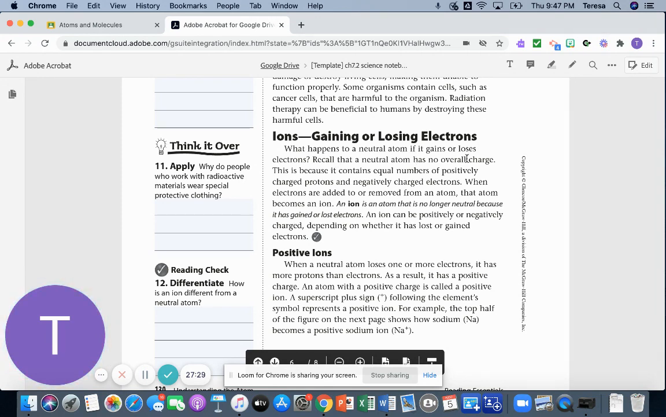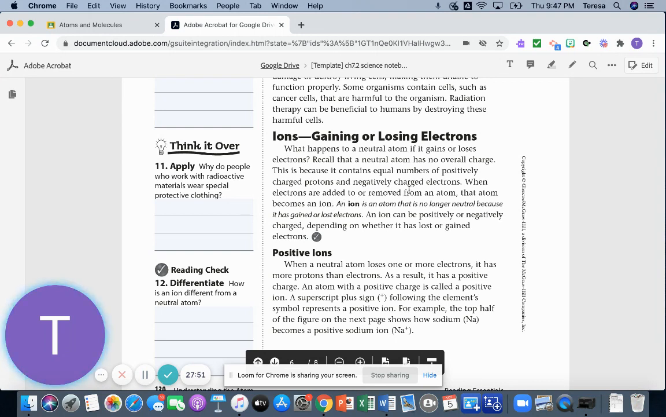Recall that a neutral atom has no overall charge. This is because it contains equal numbers of positively charged protons and negatively charged electrons. When electrons are added to or removed from an atom, that atom becomes an ion. Okay? So when electrons are added to or removed from an atom, that atom becomes an ion.